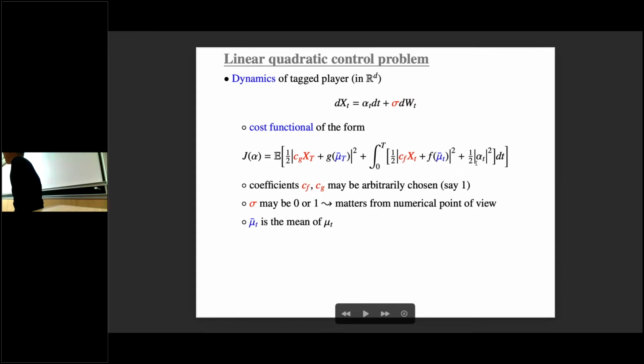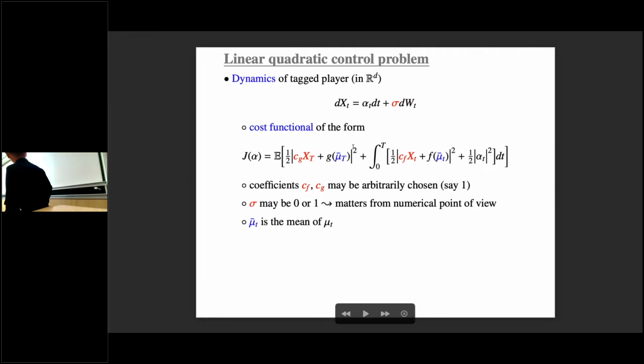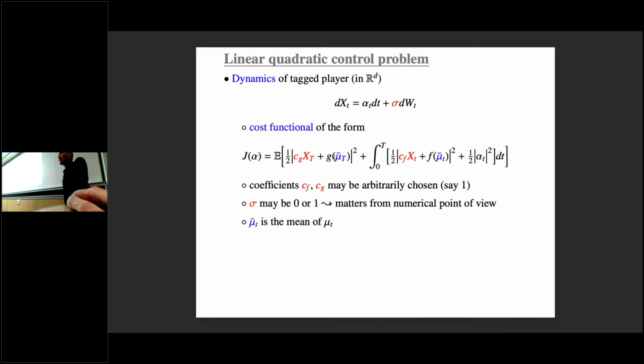But in the shape of the coefficients, you see that this is quadratic in the space variable. So you use quadratic functionals in the space variable. And to simplify, you take functions of the measure, which are in fact functions of the mean, or the expectation, but let's say the mean, this is better. The mean of the measure, the expectation of any random variable which has this measure as distribution.